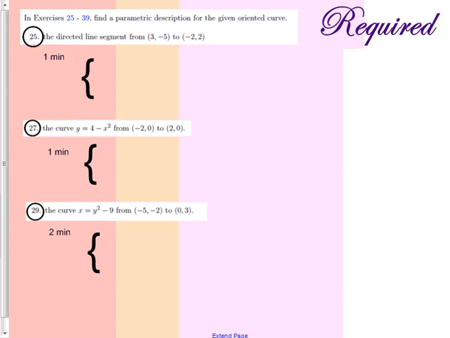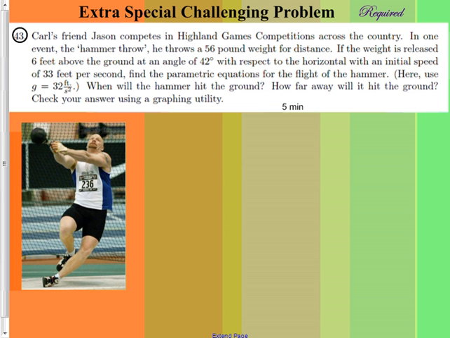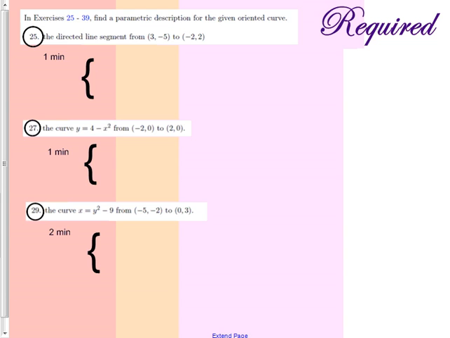Now here's a few more. And I think this one even says extra special challenging. So it is a challenge question. You do not have to do Carl's friend Jason. And here's 25, 26, and 27. Notice 2 directed line segments. Oh, wait, 1 directed line segment.